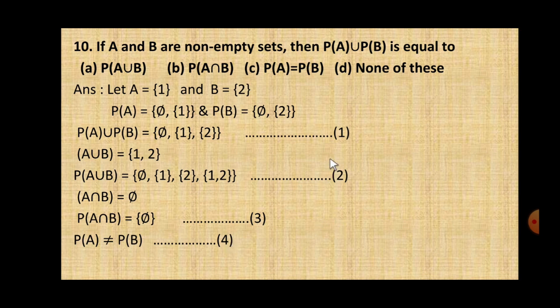So here from equation number 1, 2, 3 and 4 we can easily write the option D is the correct answer, because this P of A union B, what is P of A union B? In this flower bracket, phi, singleton set 1, singleton set 2. So this is P of A union B. Now compare this equation 1 with 2, 3 and 4. So we can't get the same answer. So these 3 options are not correct. So therefore option D is none of these. So option D is the correct answer.